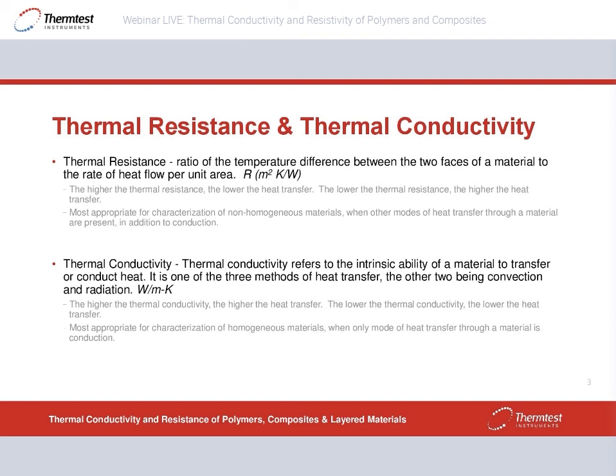Thermal conductivity refers to the intrinsic ability of a material to transfer or conduct heat. That's the key word. It is one of the 3 methods of heat transfer, the other 2 being convection and radiation. Thus, the higher the conductivity, the higher the rate of heat transfer, the lower the conductivity, the lower the rate of heat transfer. This is the most appropriate for characterizing homogeneous materials when the only mode of heat transfer through the material is in fact conduction. We'll talk a bit more about that.